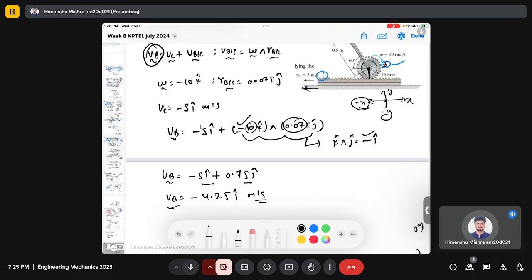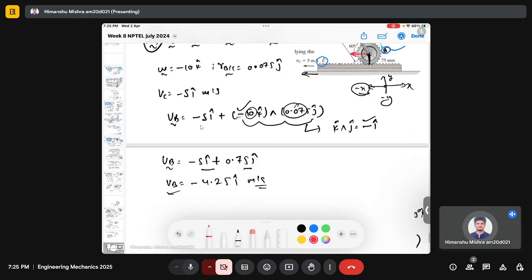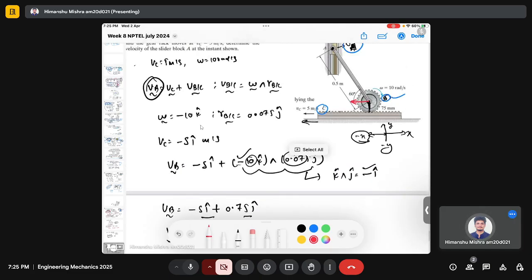So this is my Vb. So this is my translation velocity of point B. It's a minus sign, minus 4.25, which means the direction is toward the minus x-axis. So this is minus 4.25 meter per second. This is my VB. So now I have point B.